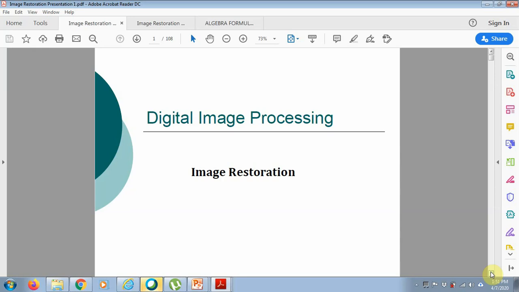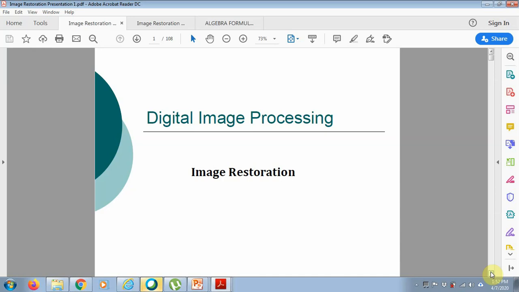So the basic difference between image enhancement and image restoration is that in image enhancement the degradation is not known, but in image restoration you can add a noise like a Gaussian noise, a uniform noise, or a Rayleigh noise. Different types of noise you can add to the input signal in order to remove the noise.